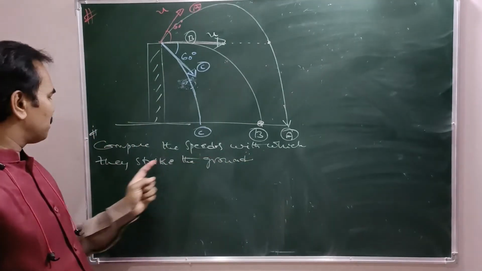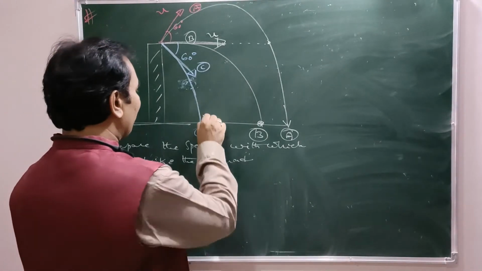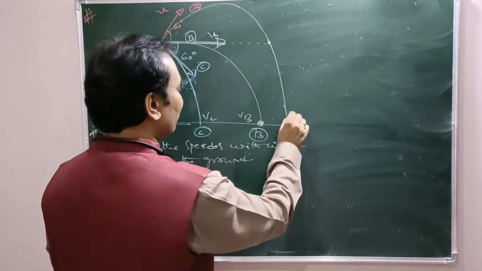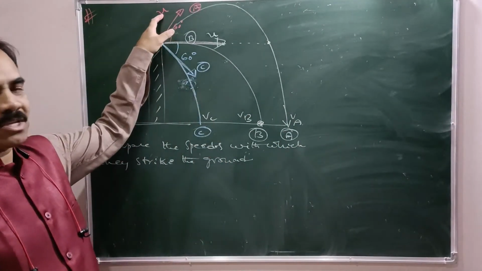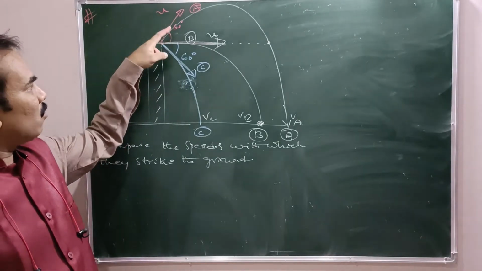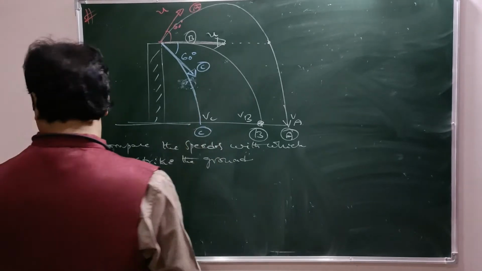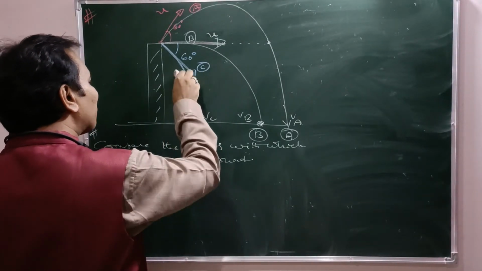Compare the speeds with which they strike the ground. This is the question. Suppose here it is VA, VB, VC for example, the final speeds. But the initial speeds UA equal to UB equal to UC. What is the speed? U1, for all the three. Initial speed is the same for all the three.